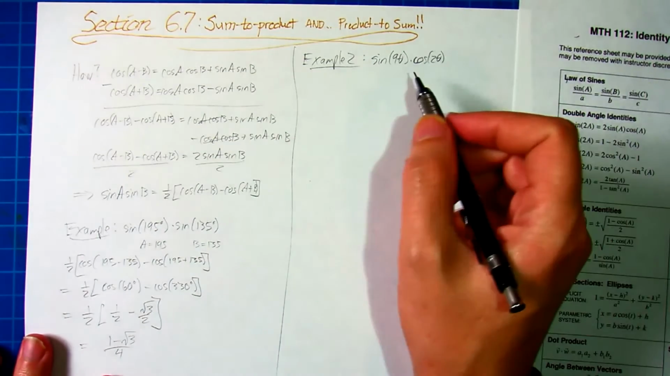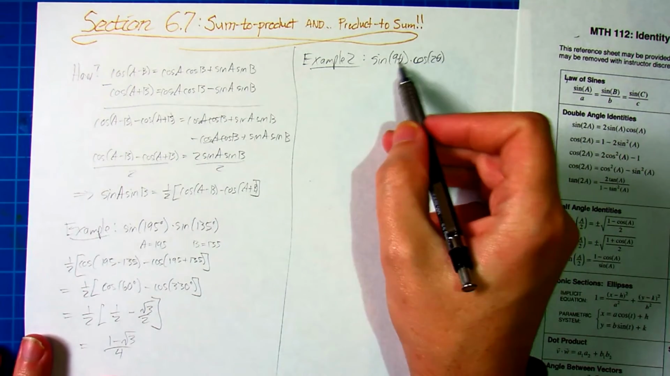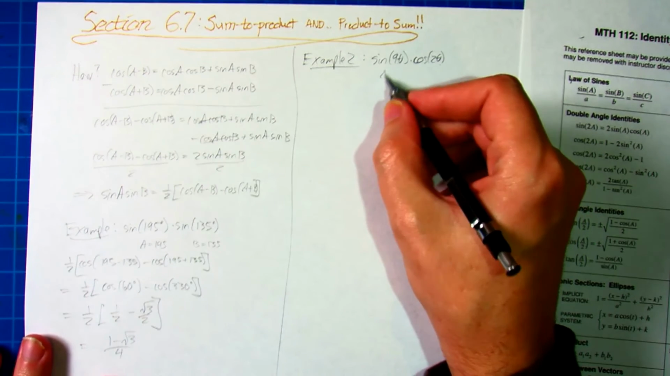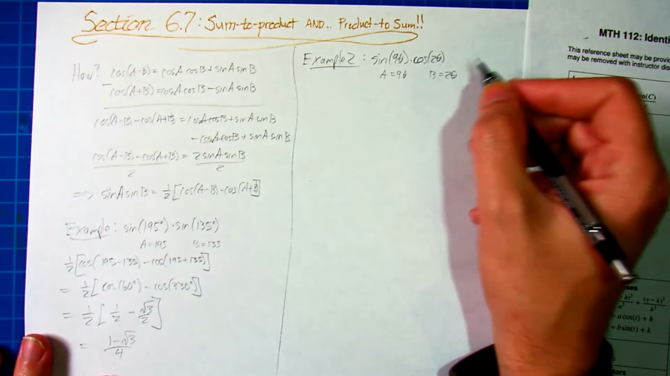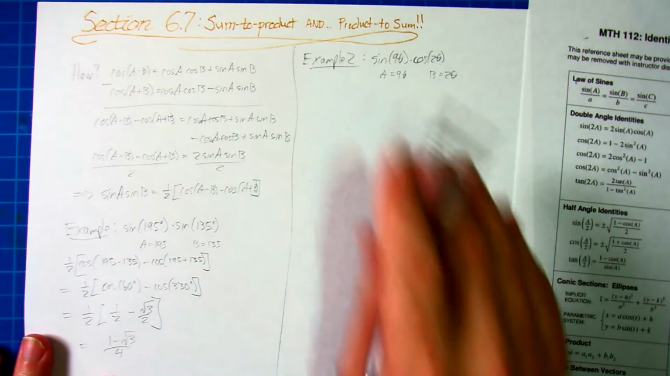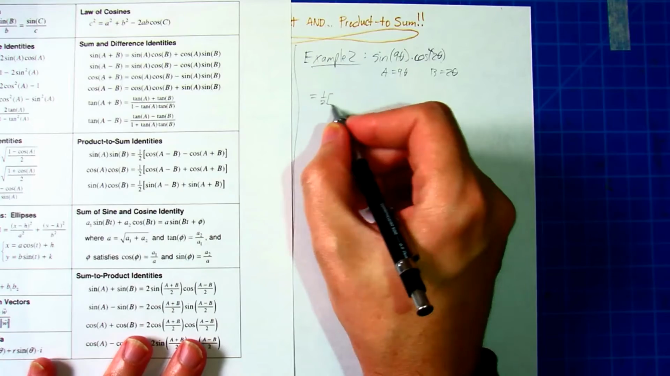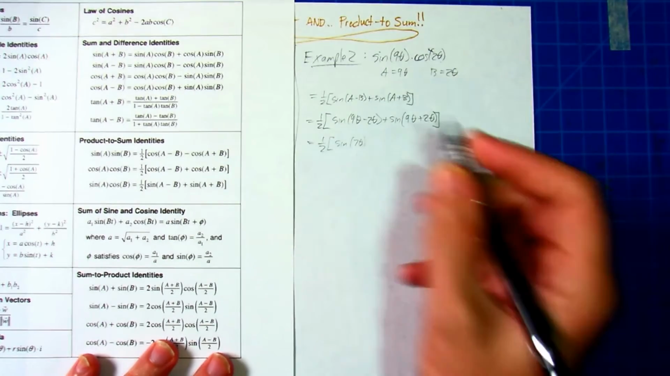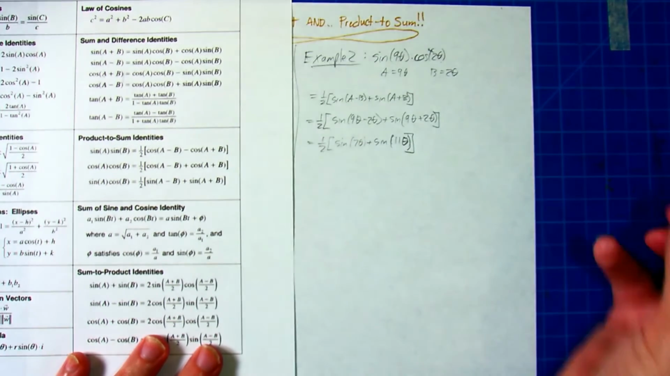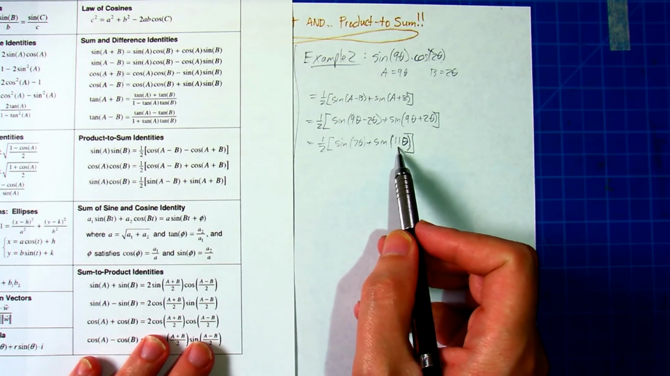You can use these formulas even when you don't have numbers, you just have symbols like this. They don't have to be A's and B's exactly. In this one, A is 9 theta, B is 2 theta. So go ahead and look at the formula for sine times cosine, which is this one. Put in your values for A and B. You get 1/2 sine 7 theta plus sine 11 theta.